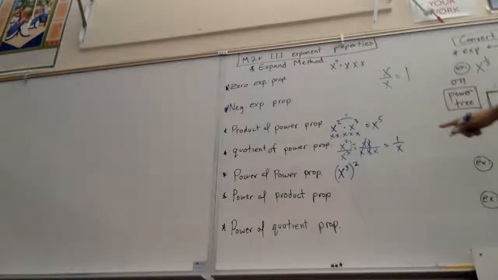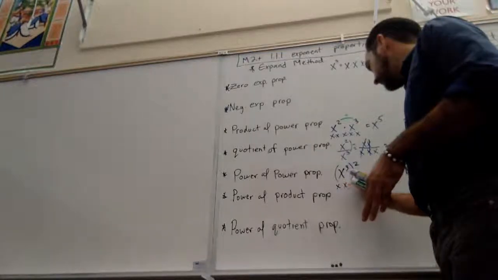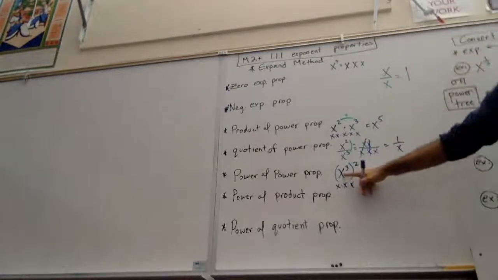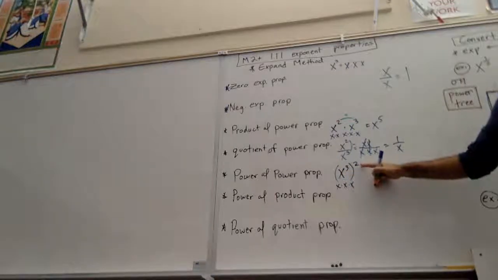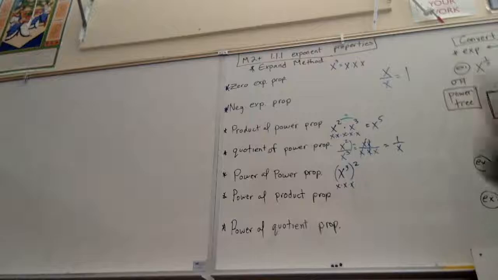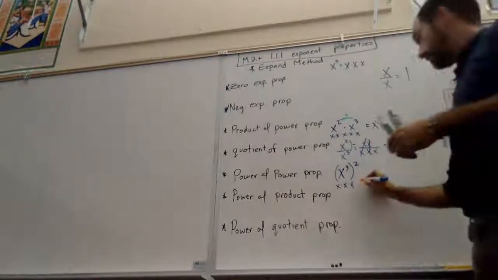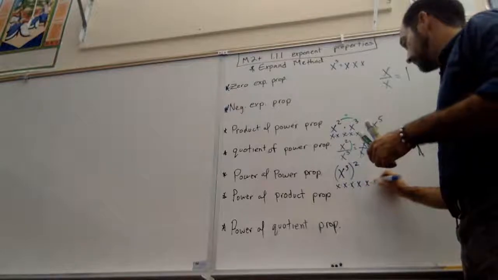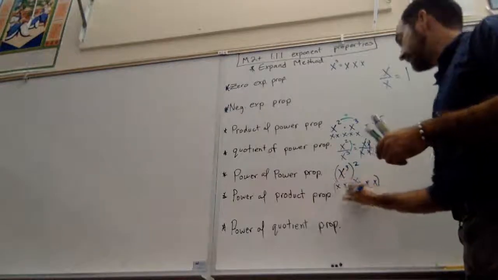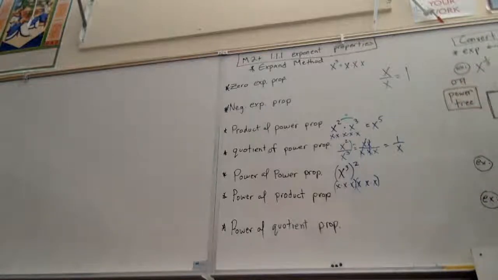What does this mean? What is x to the third? Let's expand x to the third first. X to the third? X times x times x. But that is being squared. So what is the other part of that going to be? I have x times x times x. That's x to the third. Square that. You see? Essentially, I just have my x to the third multiplied by itself in expanded form.